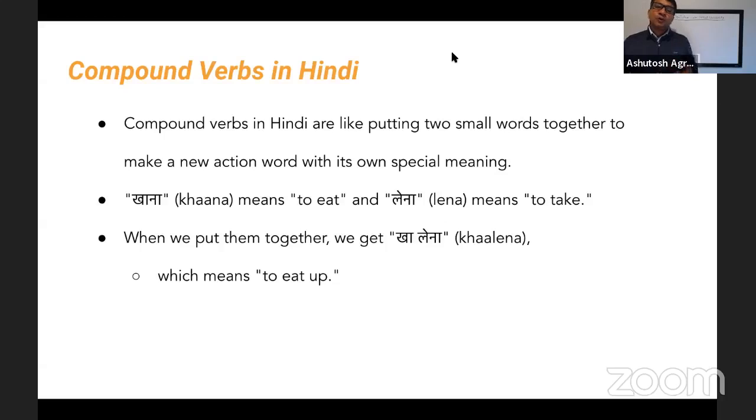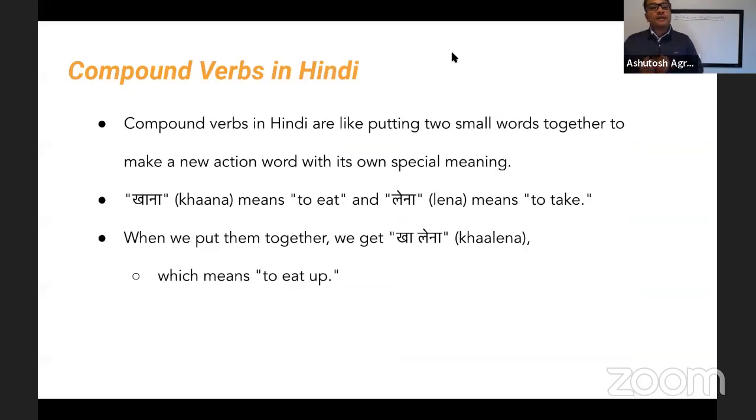If you were to split it into two verbs, there is the main verb and the auxiliary verb. The auxiliary verb is basically losing its meaning, but it's giving a new meaning to the main verb, as you see in this example. You have khana, which is to eat, and lena, which is to take. By now you have all understood the meaning of khana independently, like मैं खाता हूँ, I eat, and मैं लेता हूँ, which is I take.